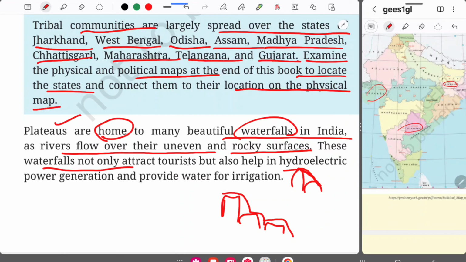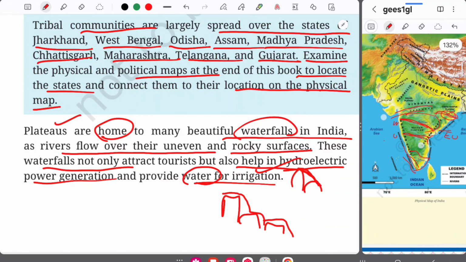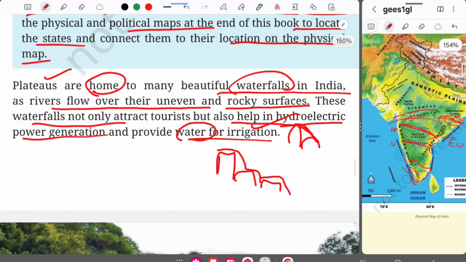So these waterfalls not only attract tourists but also help in hydroelectric power generation and provide water for irrigation. With the force of the water which flows down, using special turbines, we can generate electricity, isn't it? And this water is also used for irrigation by the farmers, for farming purposes. So these are very much useful, okay. Let us continue. I hope you have understood.